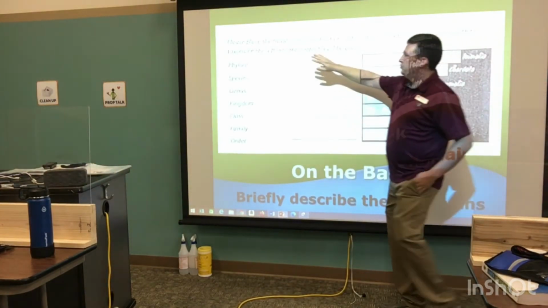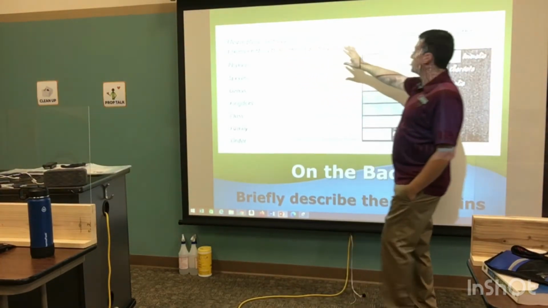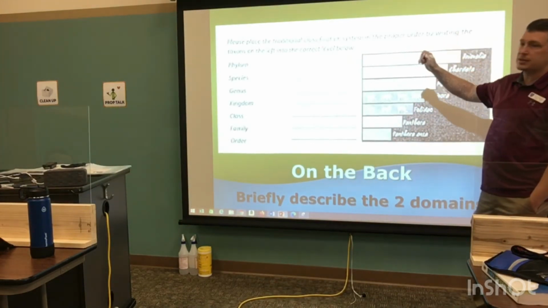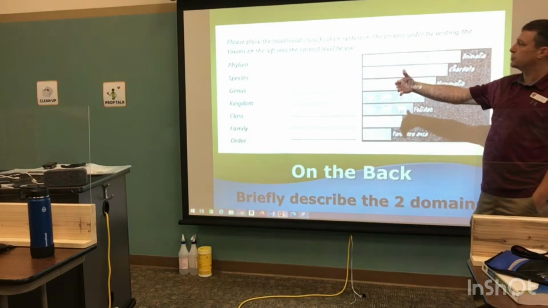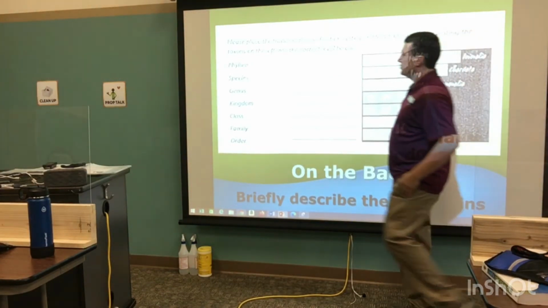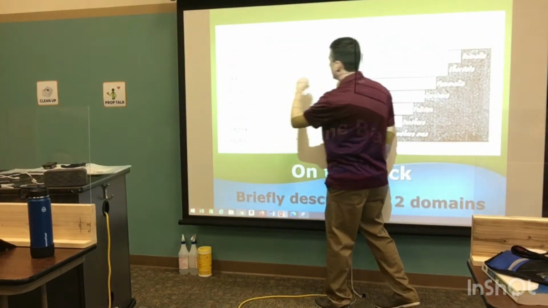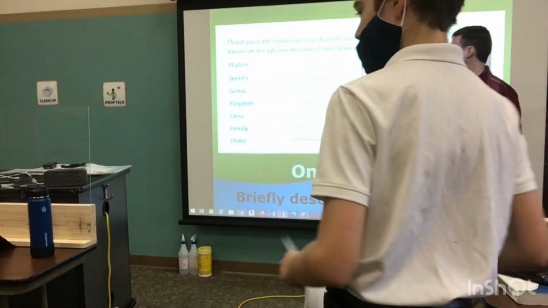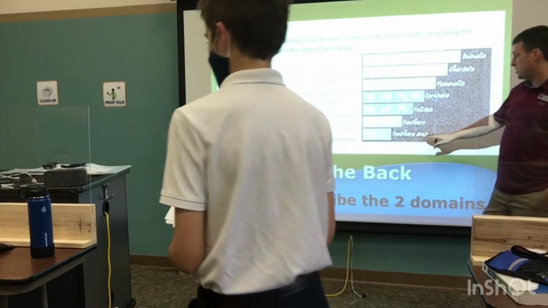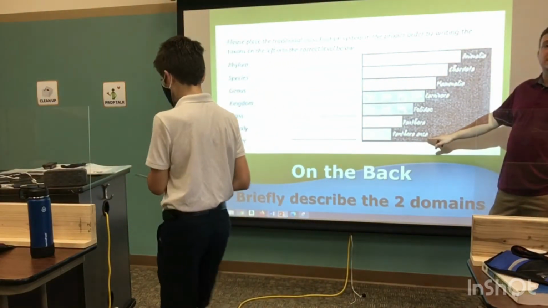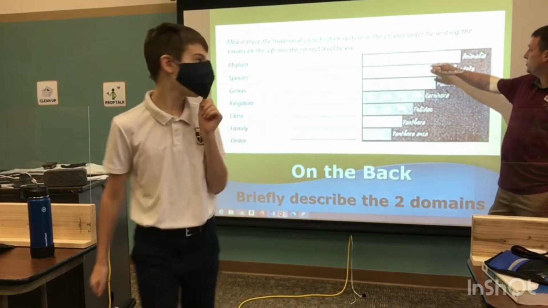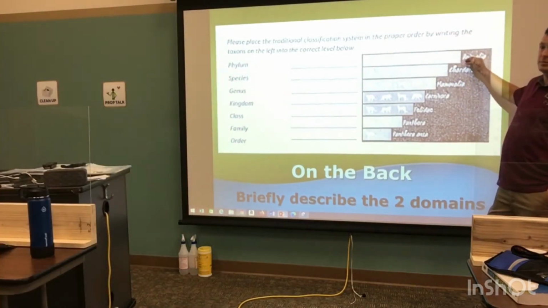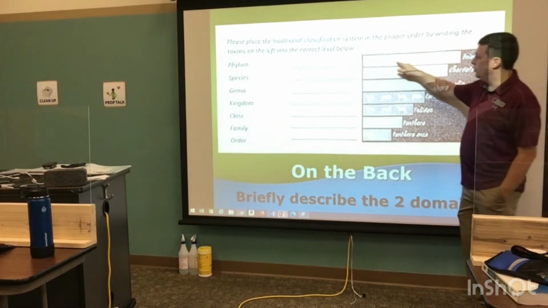Now it says here, please place the traditional classification system in proper order by writing the taxons, that means the levels, on the left into the correct order. Now you have a really big clue for you. You have Panthera onca already classified for you. So up here at the top, you have Animalia. So, okay, which group would that be?